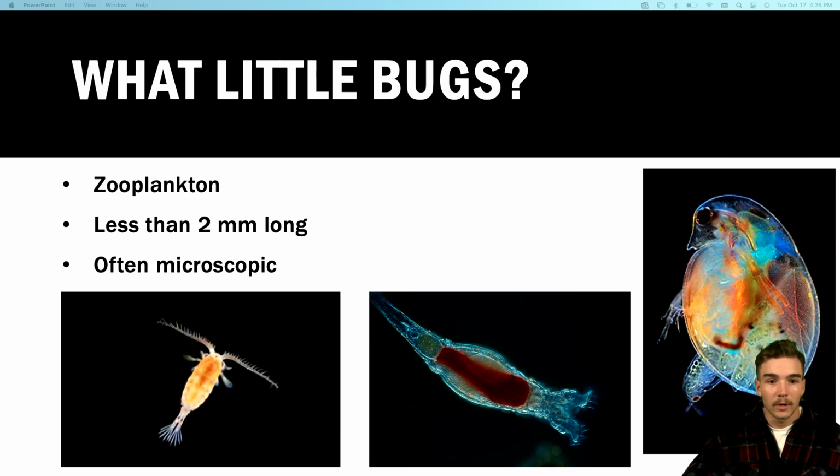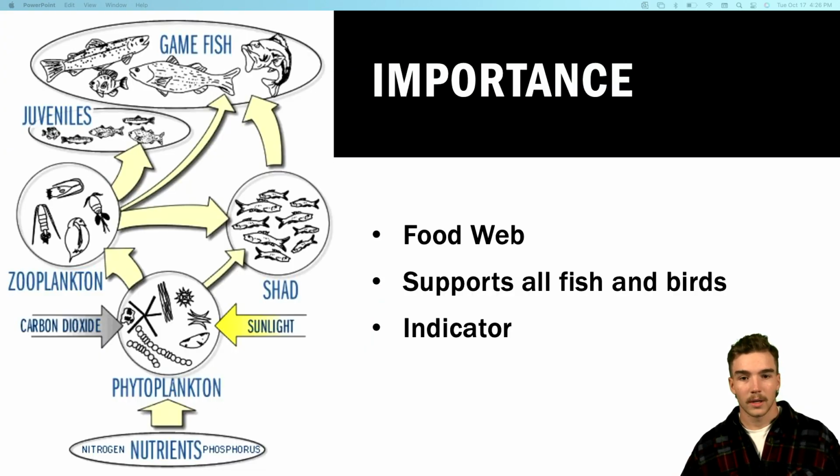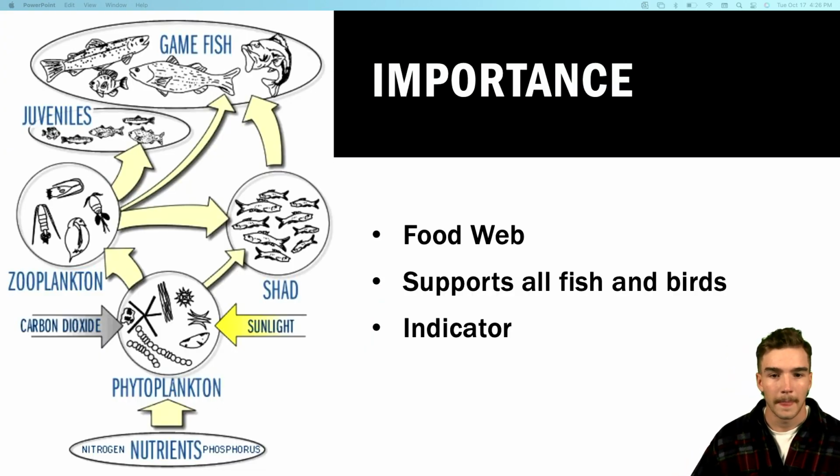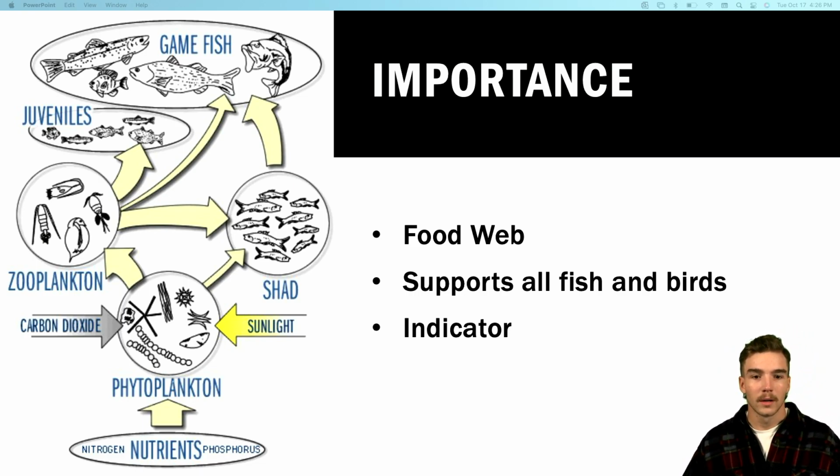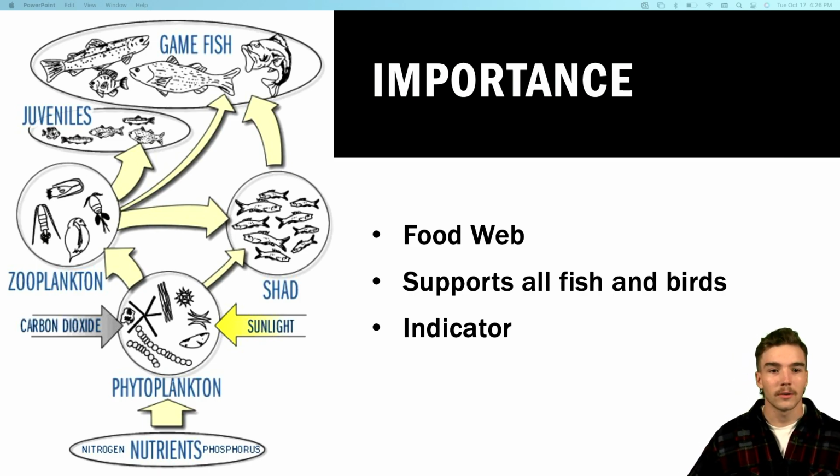So now you're probably wondering, okay, there's these little tiny bugs that I've never seen and never heard of and didn't even know were there. So why should I care? Well, it all comes down to the food web. So you can see zooplankton are right in the middle of the food web there, and they feed off of what are called phytoplankton, or you might know it as algae.